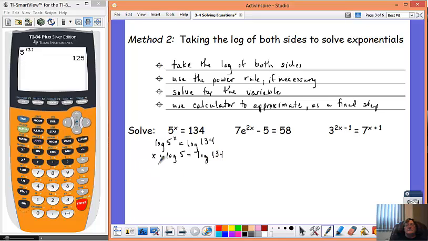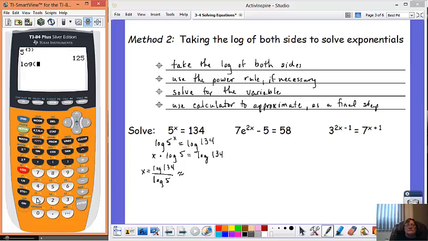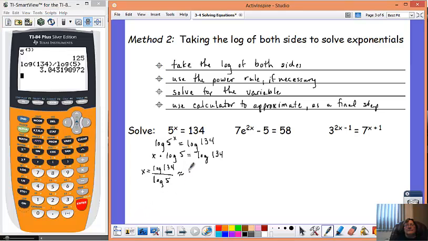And you know exactly where this is going. We need to divide by the log of 5 if we're going to get our x. X will equal the log of 134 divided by the log of 5. And now is the time to use the calculator. We want to know about what that number is. So log of 134 divided by log 5. Right around 3.04. So around 3.04.